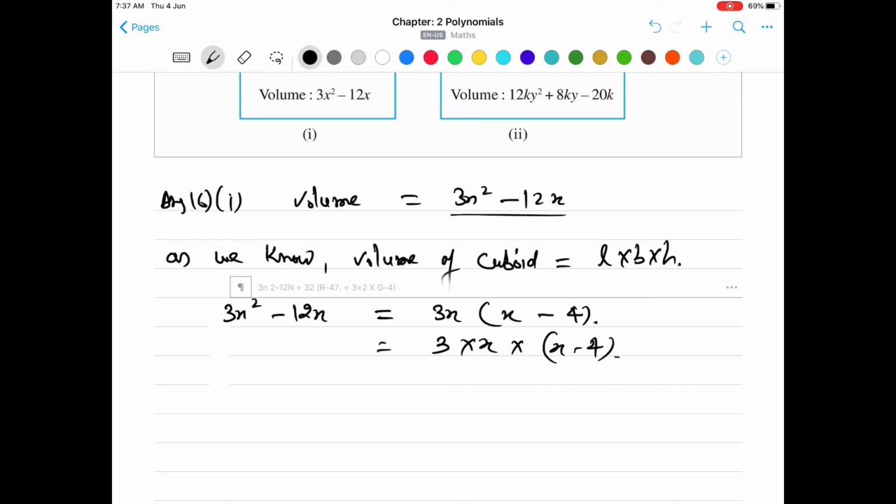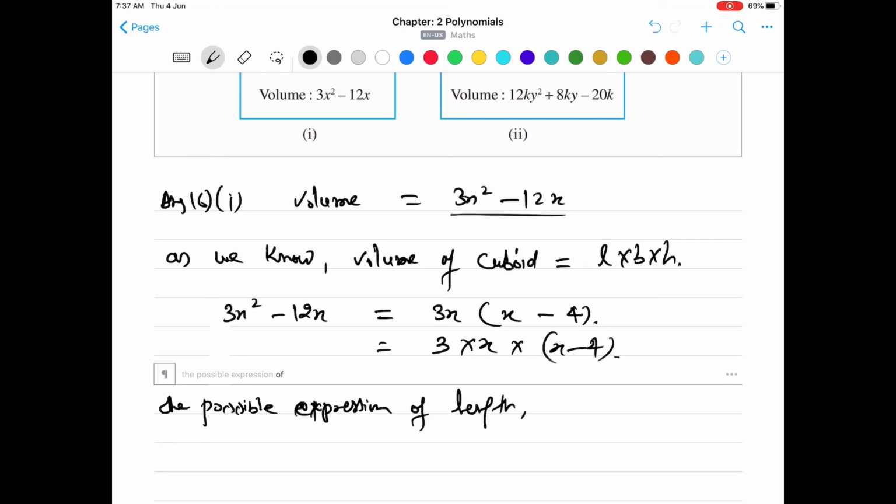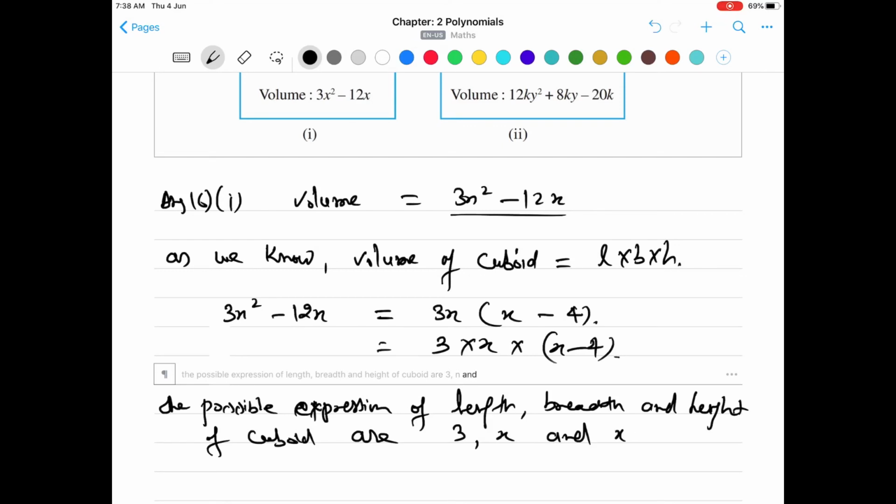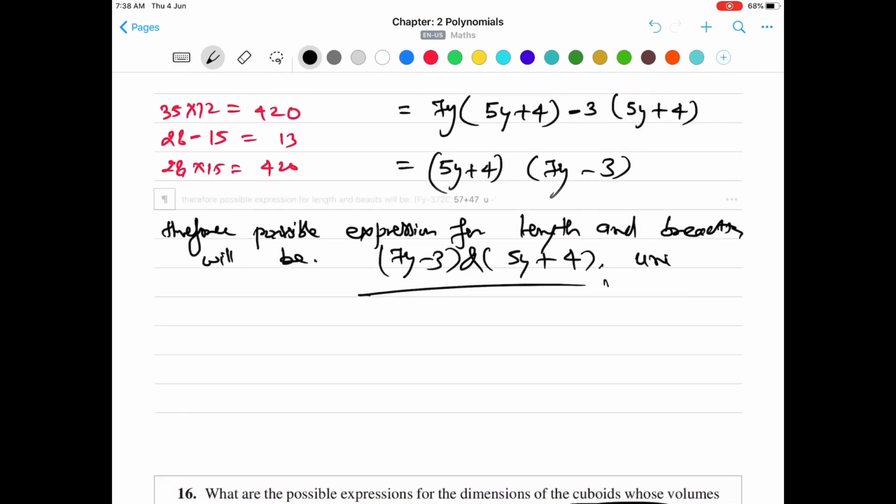But now, as we don't know the value of x, we can't identify which one will be the length, breadth or the height. So write the possible expressions for length, breadth and height of the cuboid are 3, x and x minus 4 units. Okay, in here also you have to write units.